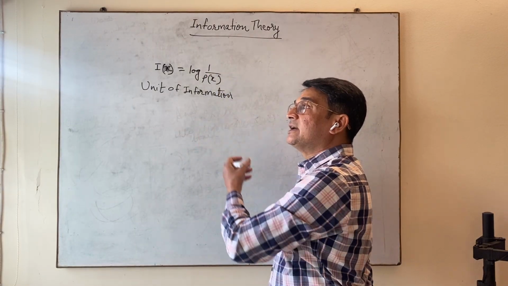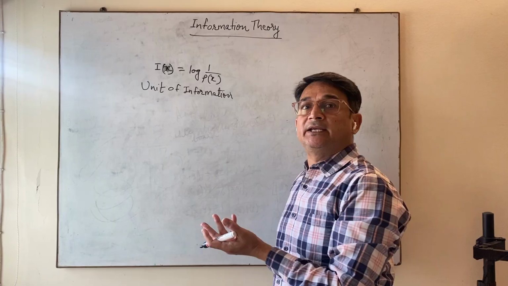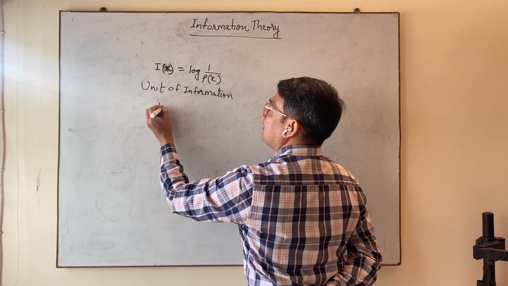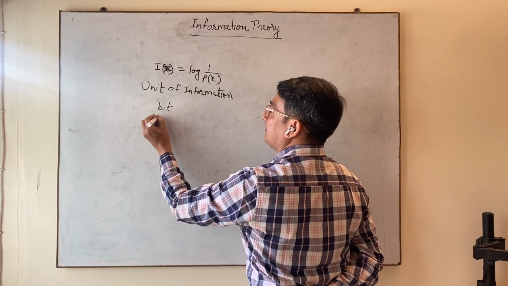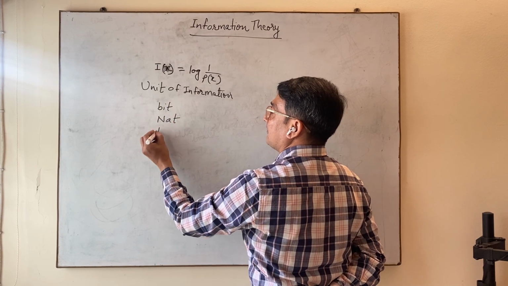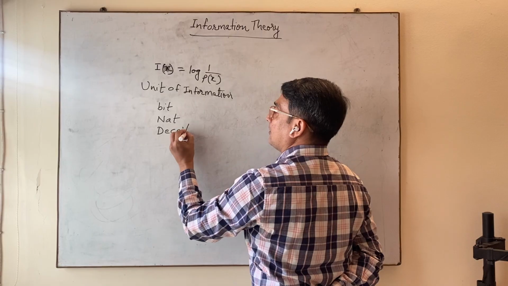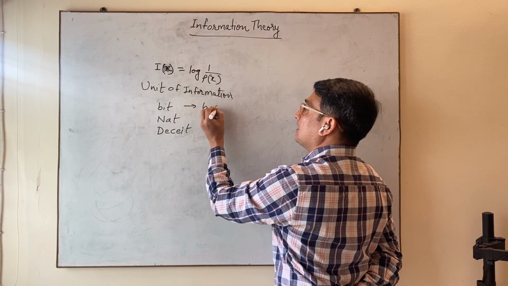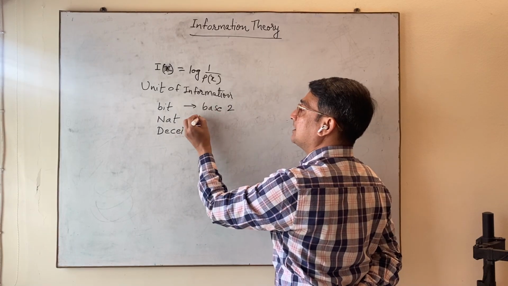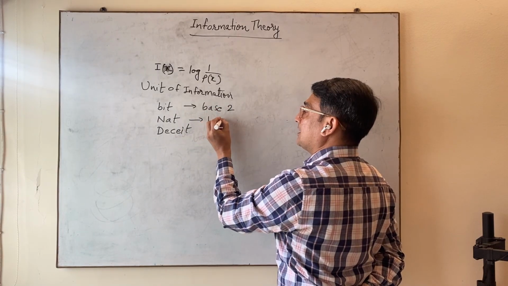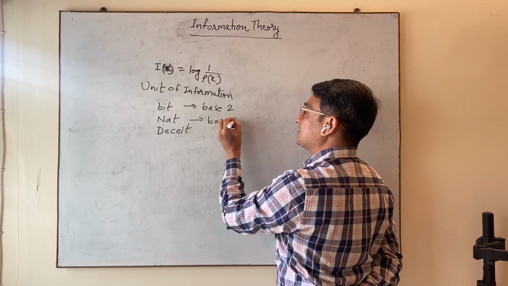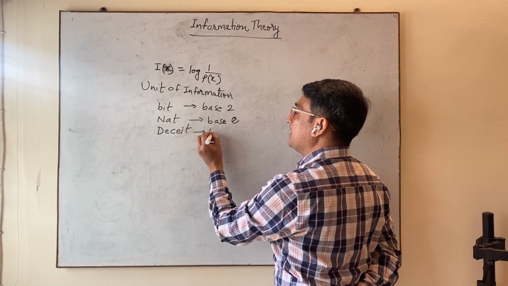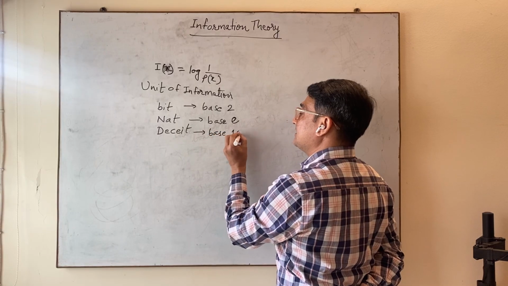Now we will understand the unit of information. The unit of information can be of 3 types: one is bit, one is nat, and one is decit. All these 3 units of information are based on the base of the log. If the base of log is 2, then the unit will be bit. If the base of log is natural, then it is nat, and if the base of log is 10, then it is decit.